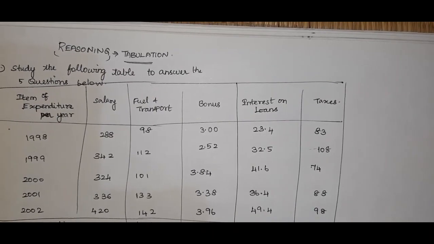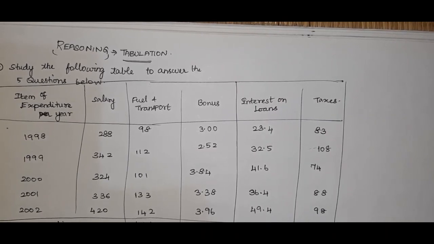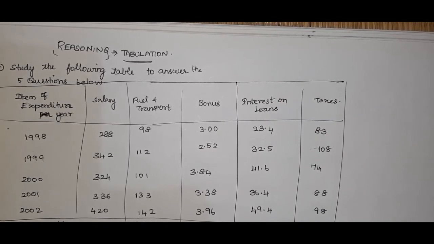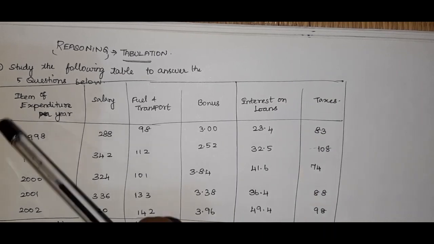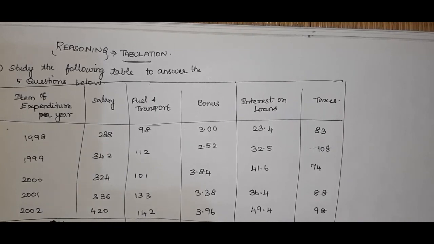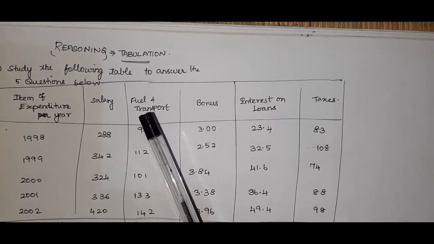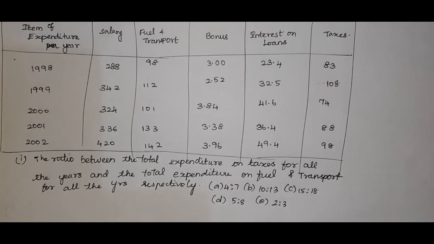This is the first question. Study the following table to answer the 5 questions below. The given table consists of items of expenditure per year: salary, fuel and transport, bonus, interest on loans and taxes. This has the 5 years of values, that is 1998 to 2002. So from this table we have to find the answer for the given questions. So let's see the questions one by one.